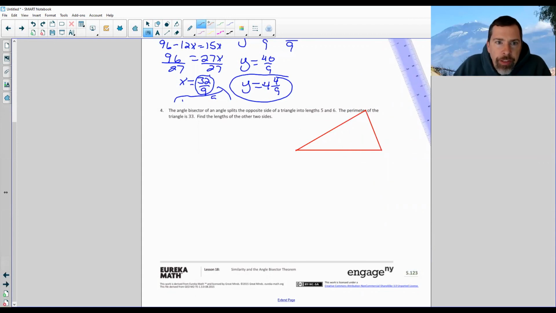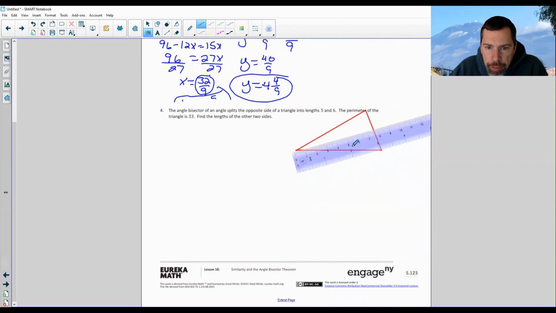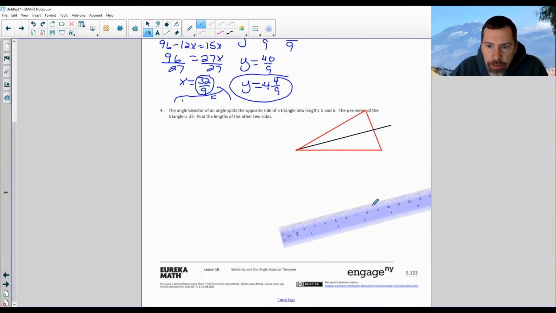And then fill in the givens. So we have an angle bisector. So I suppose I should draw that. Let's just bisect this one. Just approximately, it doesn't have to be exact. Let's just say that cuts the opposite side in two pieces, but not necessarily equal pieces.